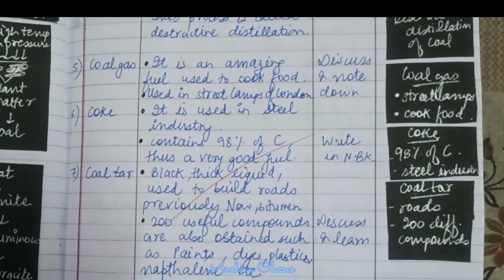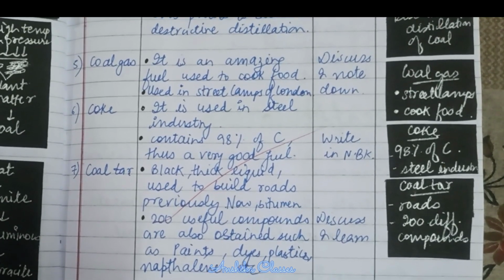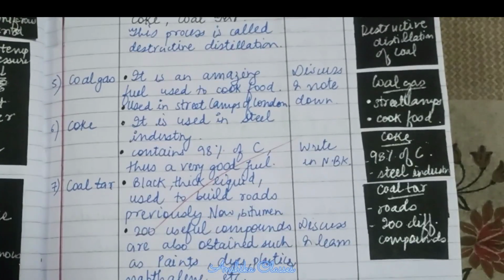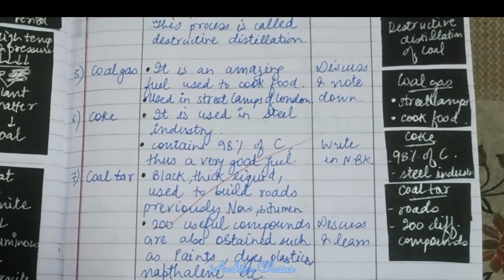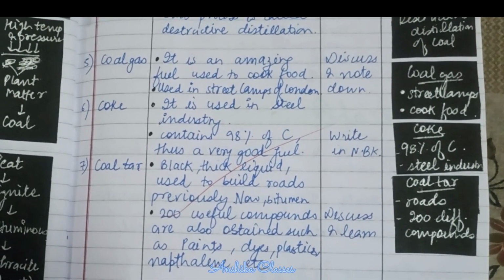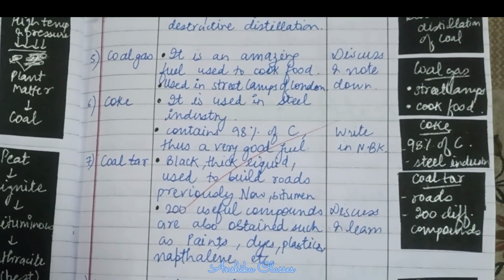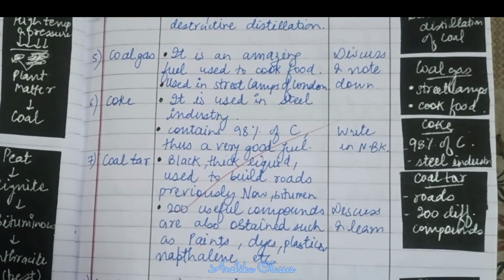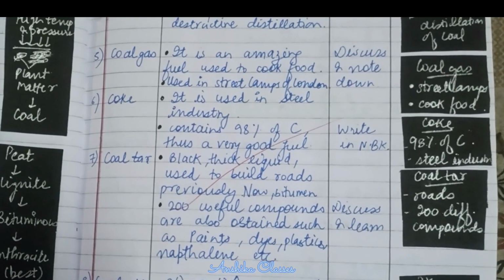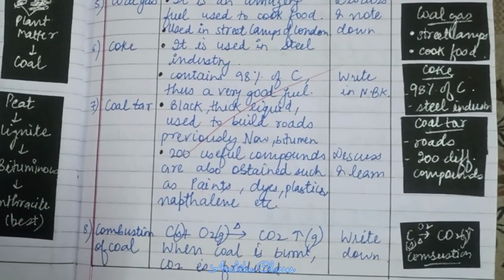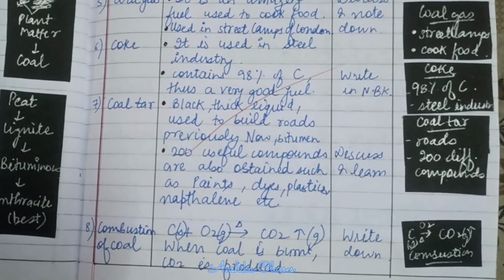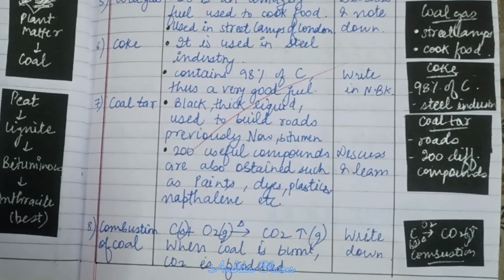Coke: coke is used in the steel industry and it contains 98% carbon, a very good fuel. Coal tar: a black thick liquid used to build roads previously, and now bitumen is used. 200 useful compounds are also obtained from coal tar such as paints, dyes, plastic, naphthalene, etc. Combustion of coal: coal, which contains carbon, burns in the presence of oxygen to give carbon dioxide.